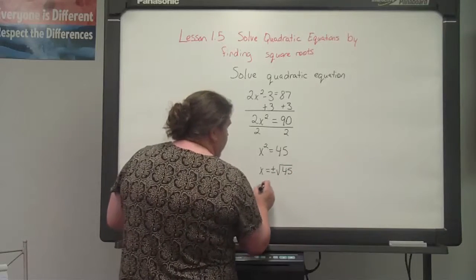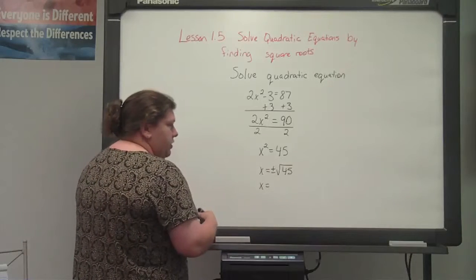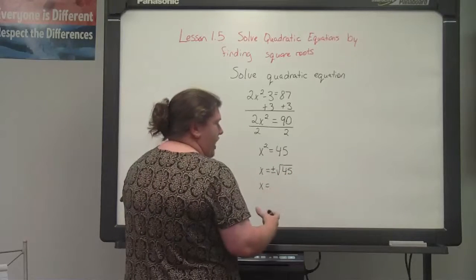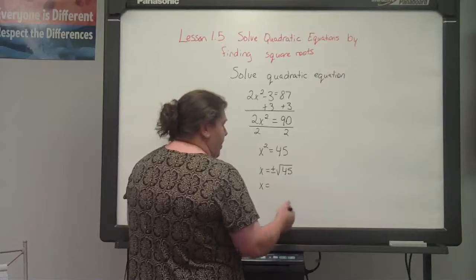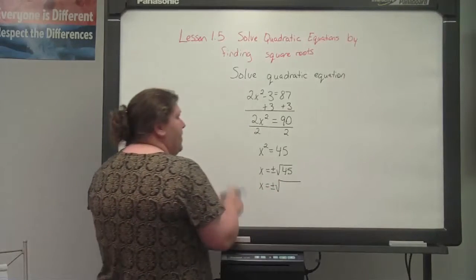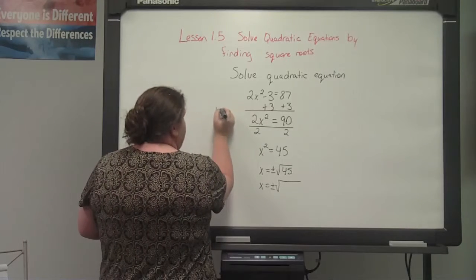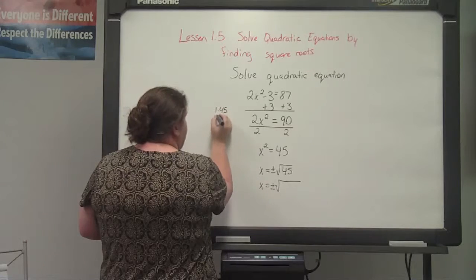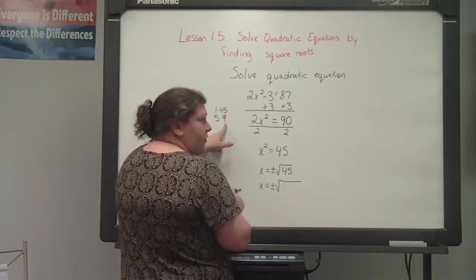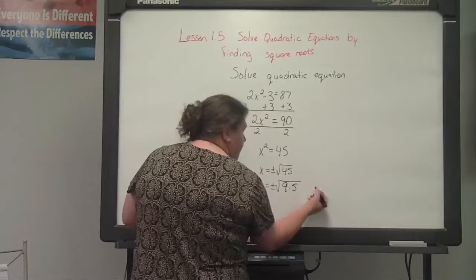So now we want to think back to our product properties and see if there's any number within 45 that is a perfect square. When I think of all the factors of 45, I think of 1 times 45, and I think of 5 times 9. Well, 9 is a perfect square, so I'm going to write 9 times 5.